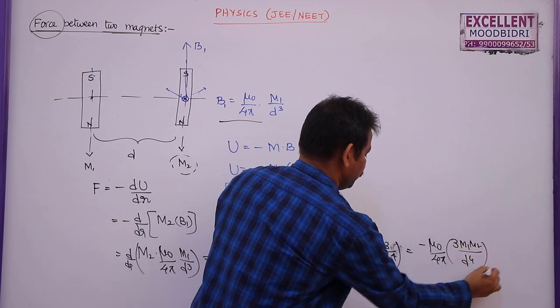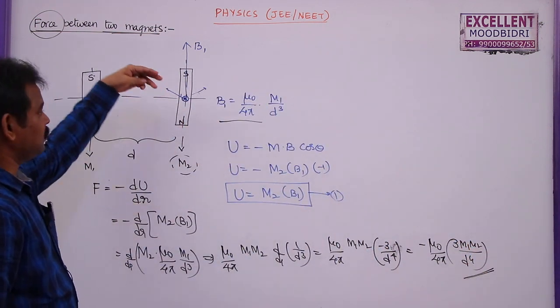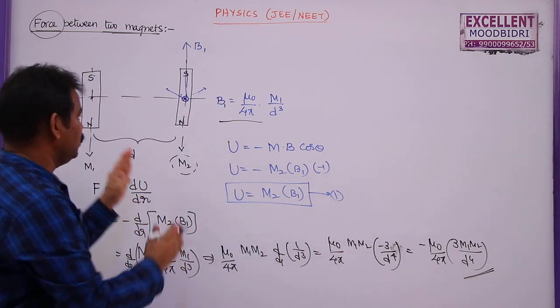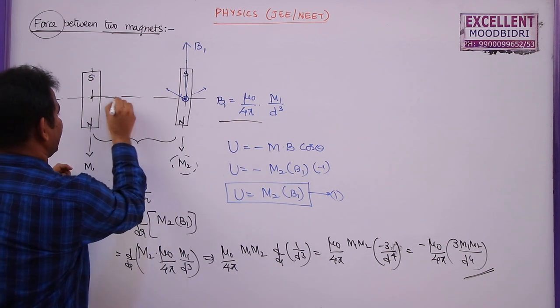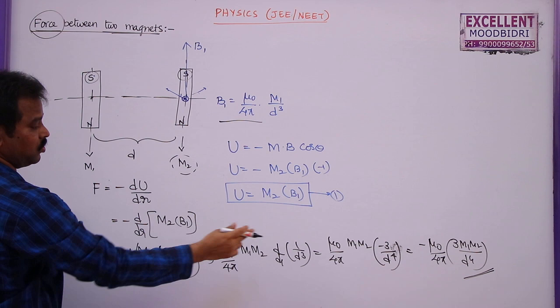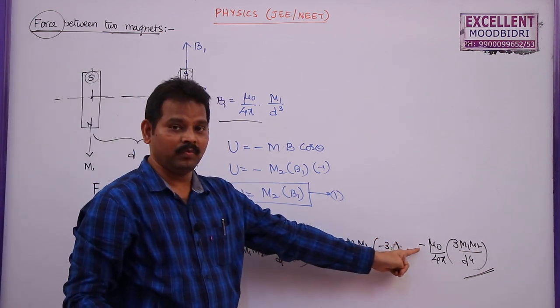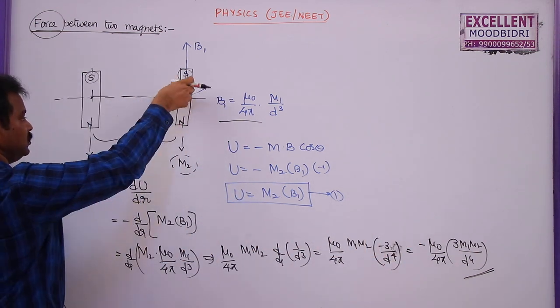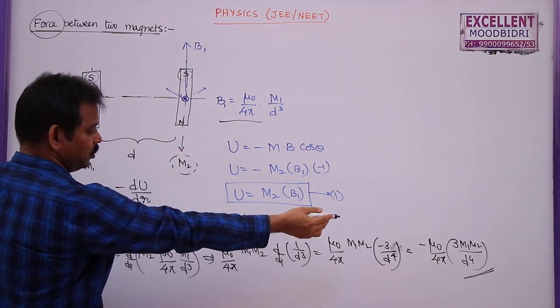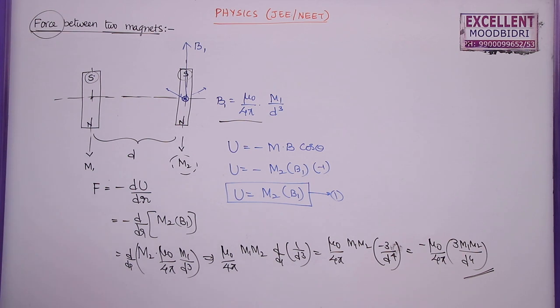When two magnets are parallel on the same line, that is 6 M1 M2 by d power 4. If they are perpendicular to the line joining these two, with the south poles or similar poles in the same direction, you can see negative means they attract each other. If it is reversed, then this will become plus mu naught by 4 pi 3 M1 M2 by d power 4.